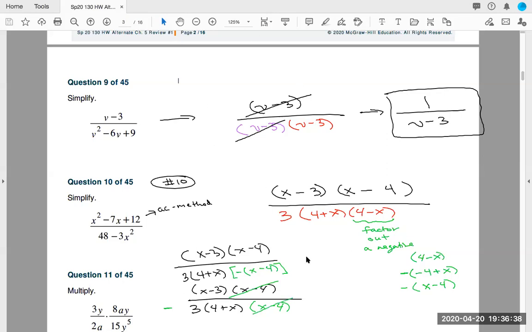Okay. So what I finally get from this is negative x minus 3 on top, and then 3 times 4 plus x on the bottom.